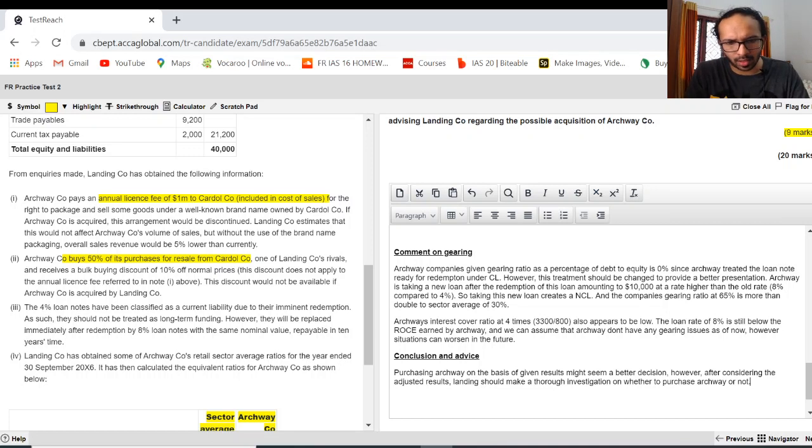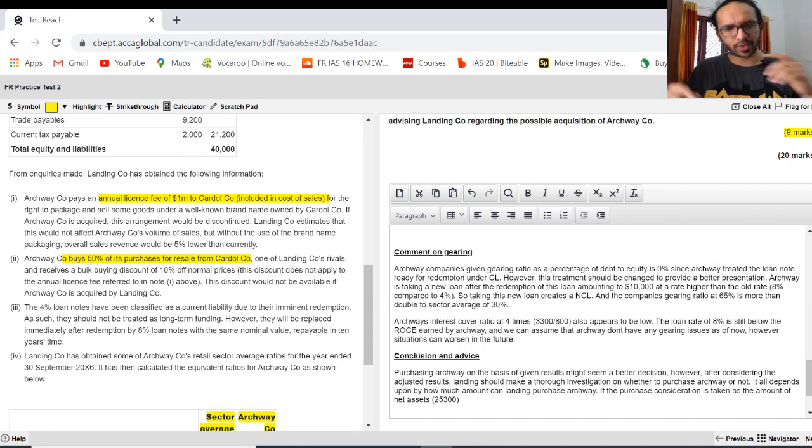Right? I guess it all depends upon by how much amount Landing can purchase Archway. So let us assume that the purchase consideration is the value of net assets. If the purchase consideration is taken as the amount of net asset, we know the net asset amount is 25,300, right? Assume we are planning to give Landing 25,300.